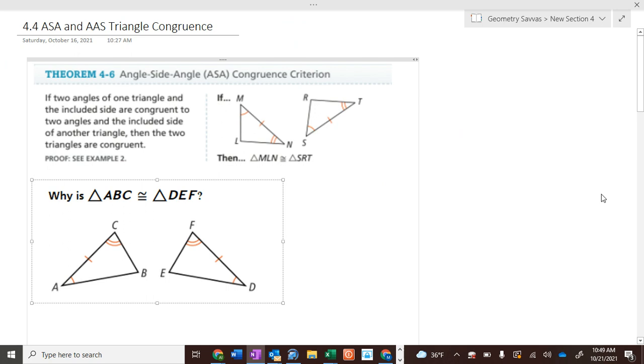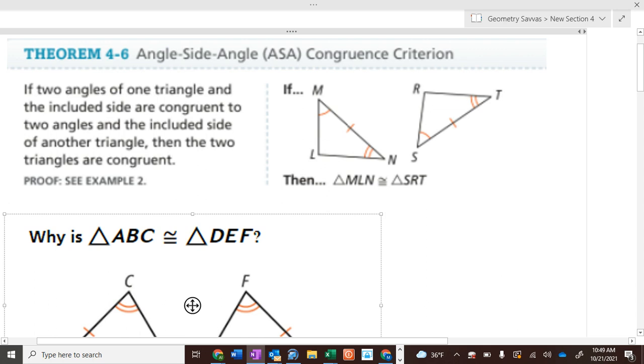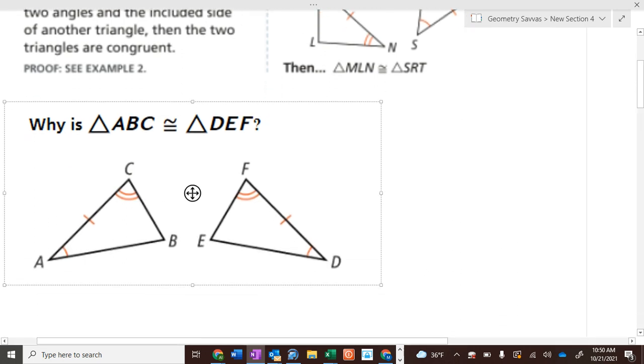All right. So, first section we had today was side angle side and side side side. Next thing is angle side angle. So if you have two angles and the included side, included means in between. So if you know two angles and the side in between are congruent to two angles and the side in between, then the triangles are congruent. Is ABC congruent to DEF? Yes. ABC would be congruent to DEF by angle side angle.